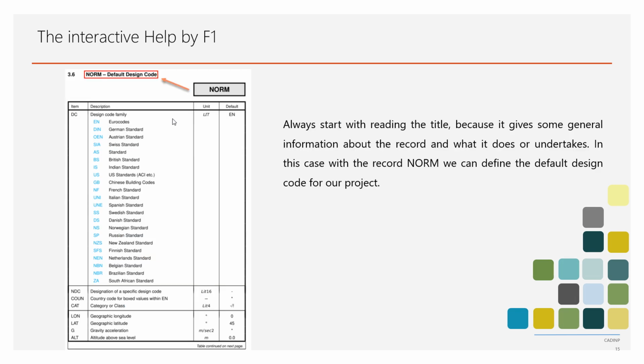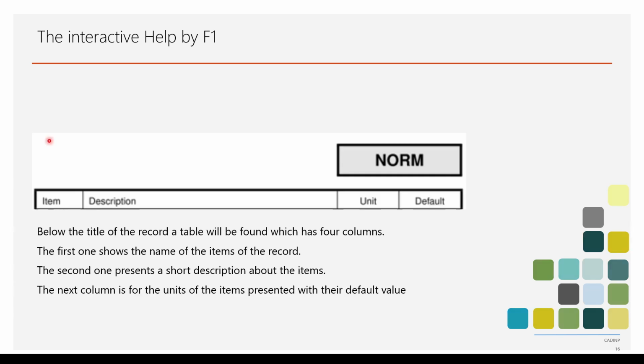When you want to understand a record, please always start with reading its title, because it gives some general information about the record and what it does. In this case, with the record norm, for example, we can define the default design code for our project. A table can be found below the record's title, which contains 4 columns. The first column displays the name of the record's items. The second column provides a brief description of the items.